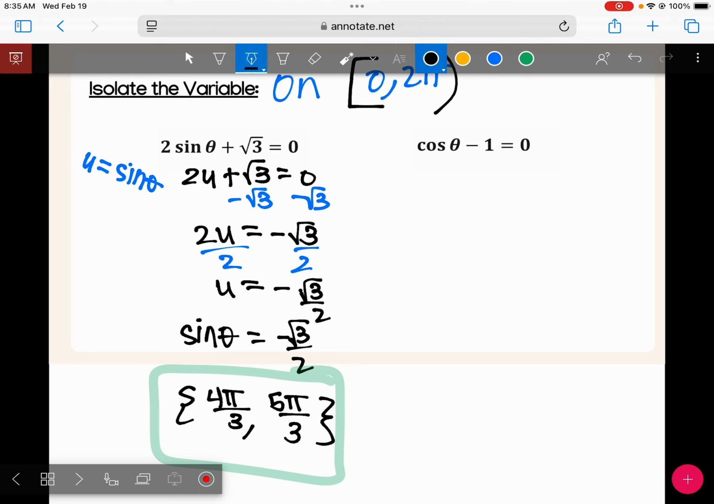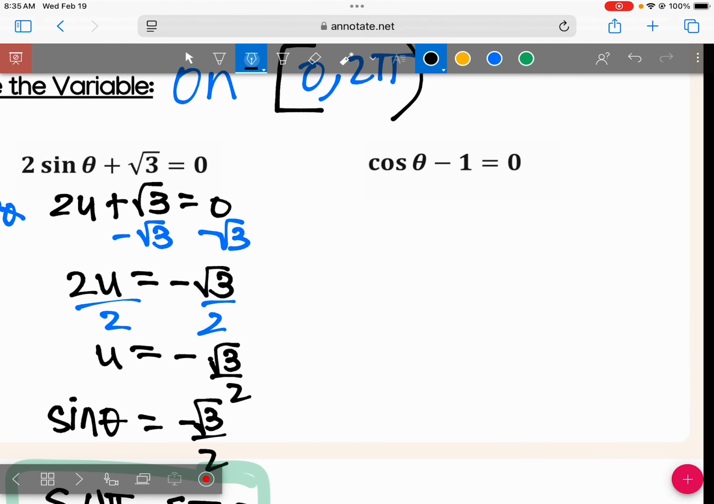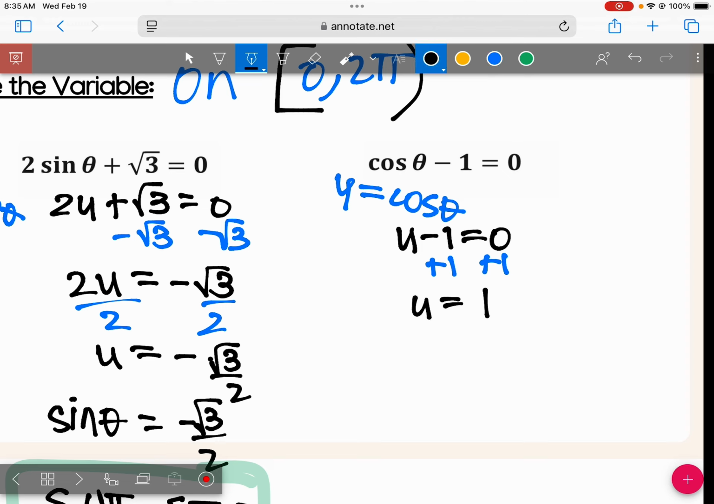For this one, you almost don't even need the u sub, but it's just good to get it in the practice. You're going to say u equals cosine of theta. So then you have u minus 1 equals 0. You're going to add your 1. So then you have u equals 1. You take your u, plug the cosine back in. So now you have cosine of theta equals 1.